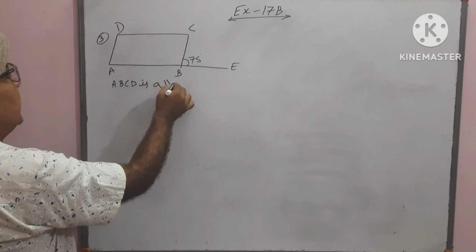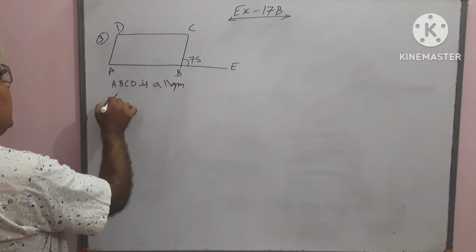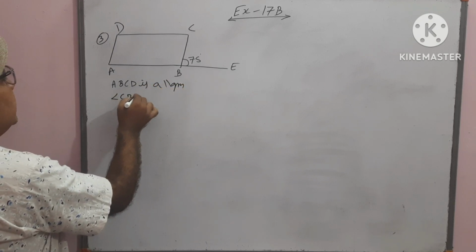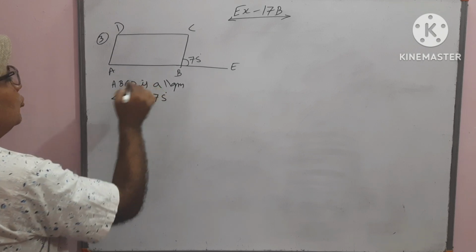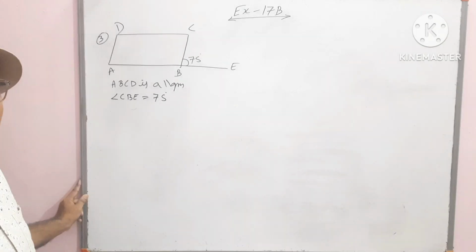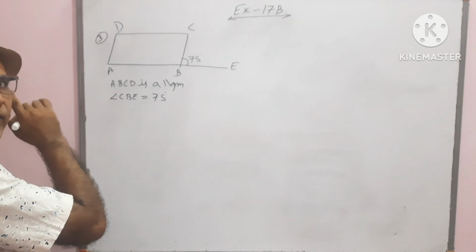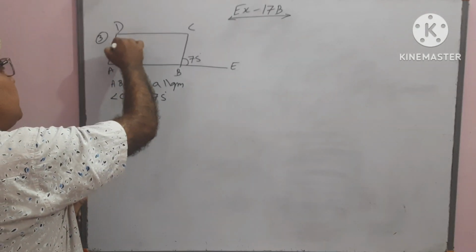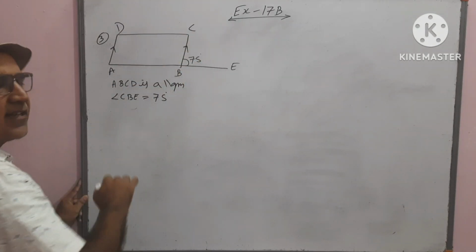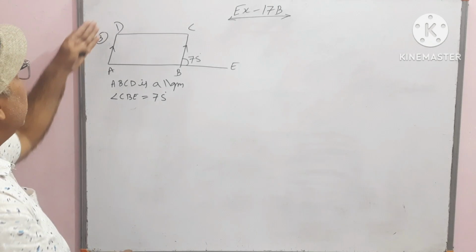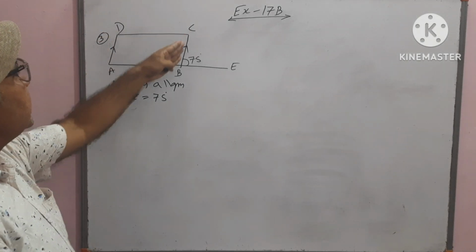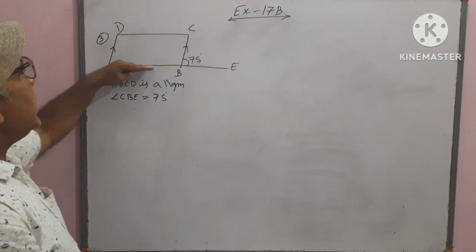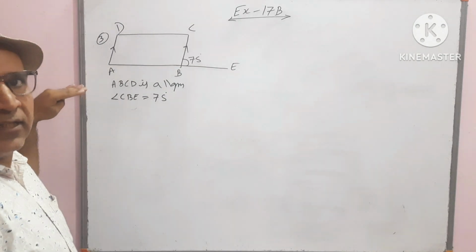ABCD is a parallelogram and angle CBE is equal to 75 degrees. Just watch carefully. In a parallelogram, opposite sides are parallel. That means AD and BC are parallel. Then ABE is called a transversal.